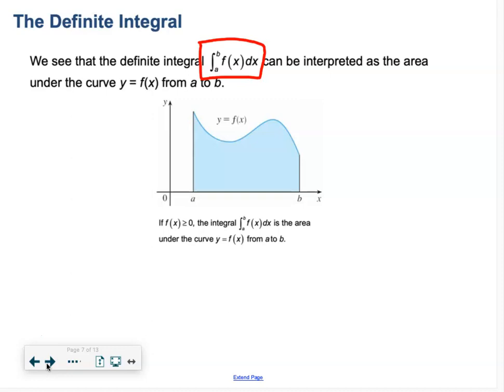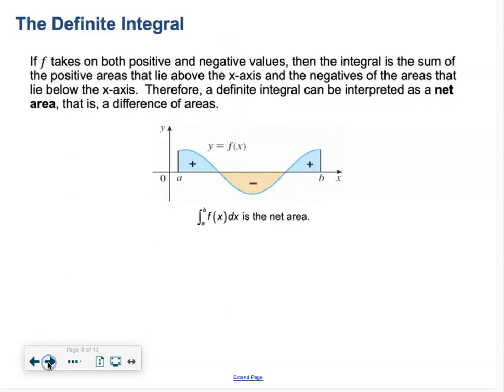However, it doesn't truly give you that. It's like a mirage. What it actually gives you is what we call the net area. It gives you a net change. What the heck is net area? Well, the oopses come in when your graph looks like this. If your graph falls below the x-axis, the integral is going to spit out a negative number instead of a positive number.